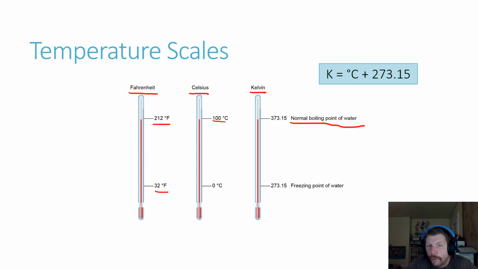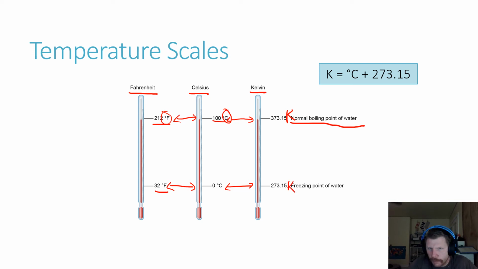If you heat water to 100 degrees Celsius, that is the exact same as 212 degrees Fahrenheit. If you cool it down to 32 degrees Fahrenheit, that's the exact same as 0 degrees Celsius. 100 degrees Celsius is the same as 373.15 Kelvin. Notice how we've got degrees Fahrenheit, degrees Celsius, and for Kelvin, you just have the letter K. 373.15 Kelvin. And then 0 degrees Celsius is 273.15 Kelvin.